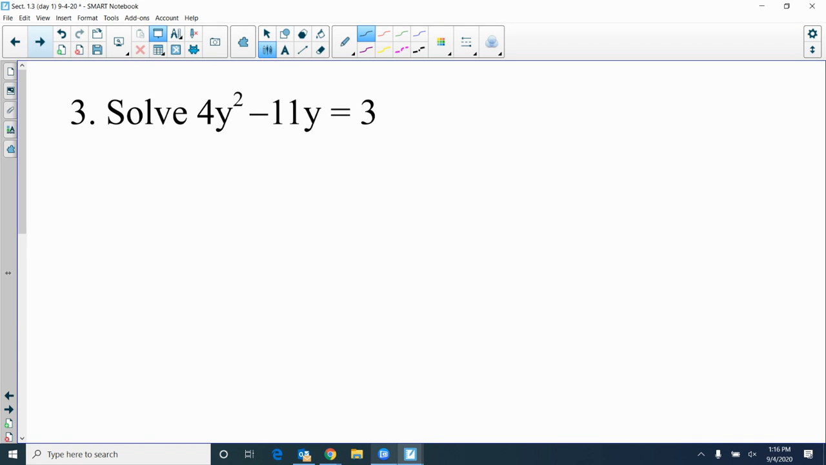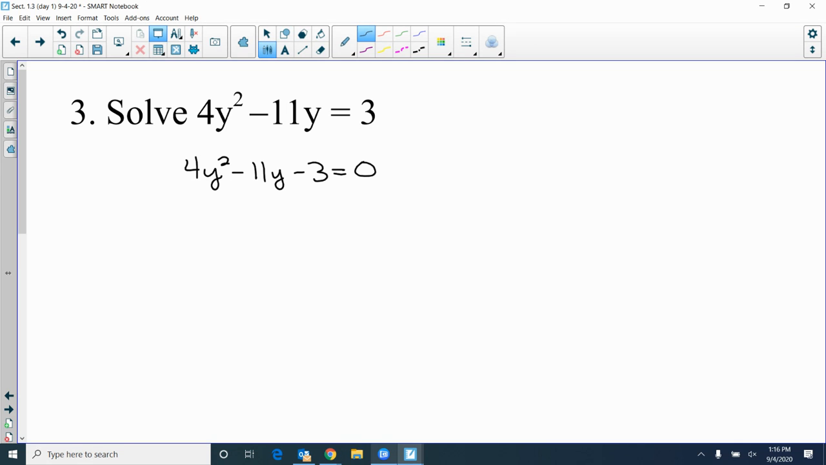All right, third one there. 4y squared minus 11y equals 3. Again, we have to make it equal what? 0. Subtract 3. 4y squared minus 11y minus 3 equals 0. This does not have a GCF. Don't get tempted to just look at the first two terms and pull out a y. You can't do that because the negative 3 doesn't have a y.